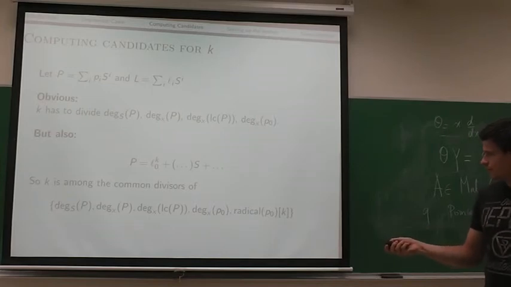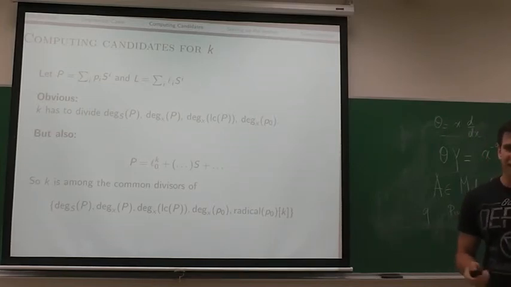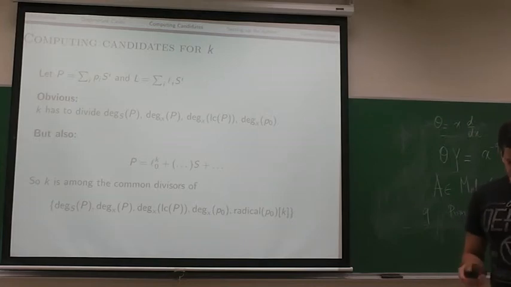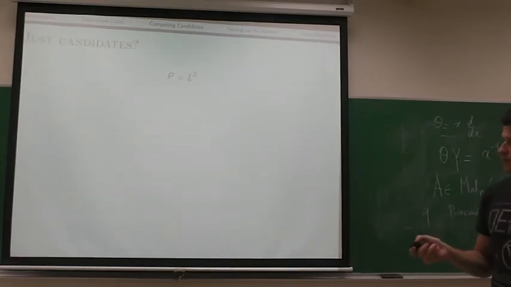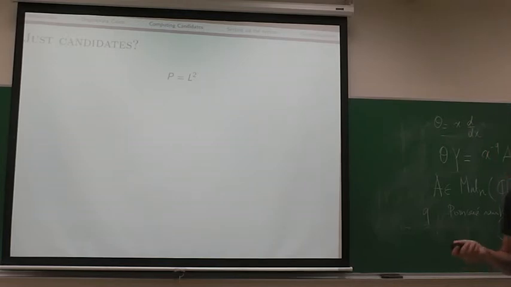So this will give me a set of numbers, and all the common divisors of these numbers will be my candidates for k. And please make sure that you know that these are really just candidates, so the real k will be included there, but there could be several more numbers included.